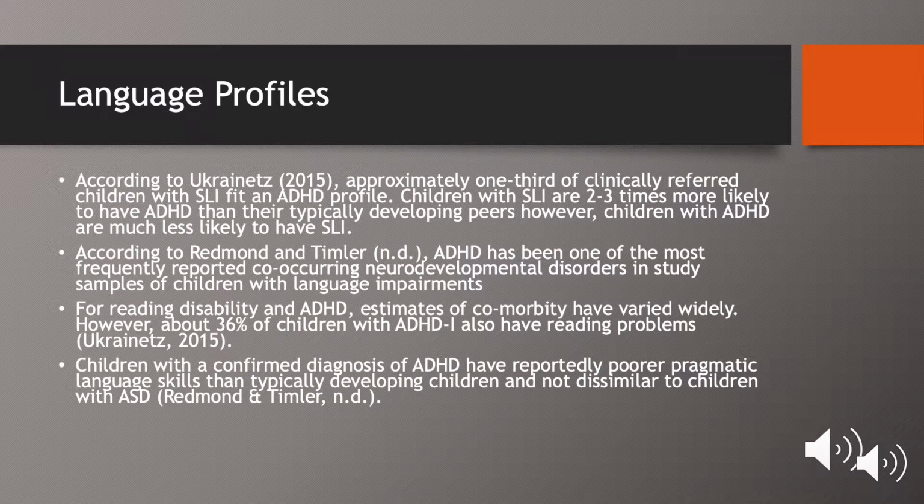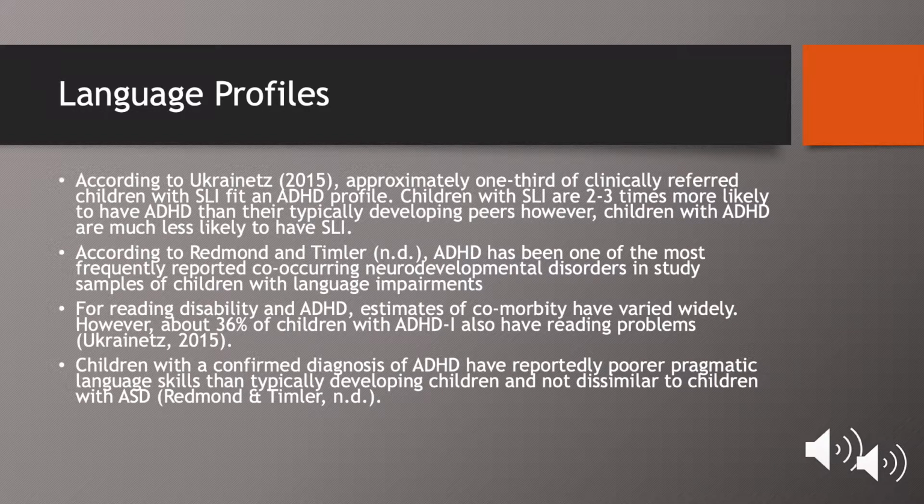So an example that we can use to simplify this would be apples are 2 to 3 times more likely to be red, but items that are red are less likely to be apples. Just because it's red doesn't mean it's an apple. Just because the child has ADHD doesn't mean that they will have a specific learning impairment.